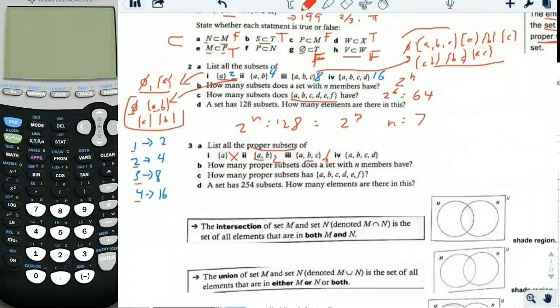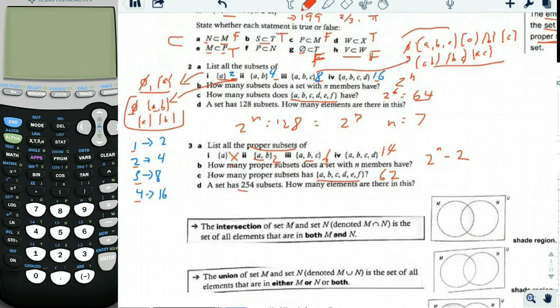Okay? So 2 minus 2 is 0. 4 minus 2 is 2. 8 minus 2 is 6. 16 minus 2 is 14. How many proper subsets does the set with n members have? 2 to the n minus 2. How many proper subsets has A, B, C, D, E, F? Well, up here it said 64, so 64 minus 2 is 62.